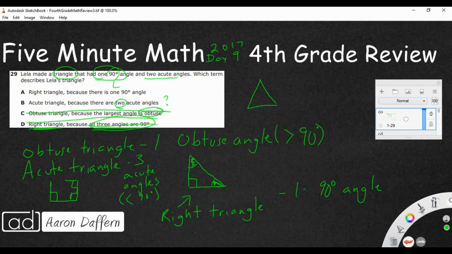Acute triangles have all three. Like this right here, this original triangle I drew is an acute triangle. So that's not going to work. It's going to be A. It is a right triangle simply because there is one 90-degree angle. So A is our answer.